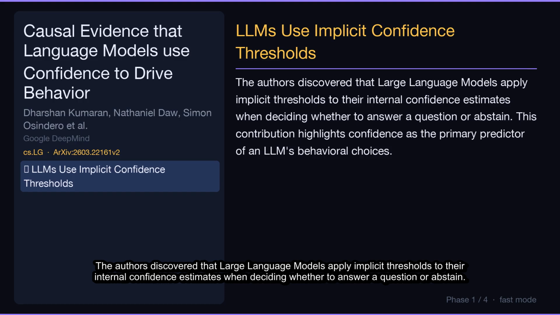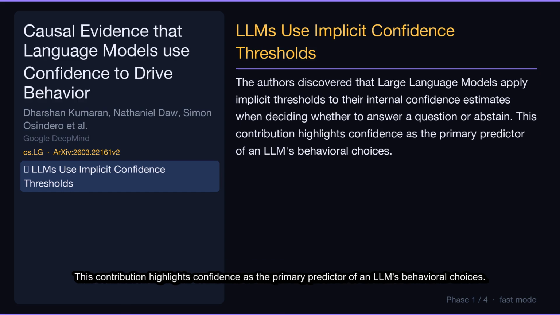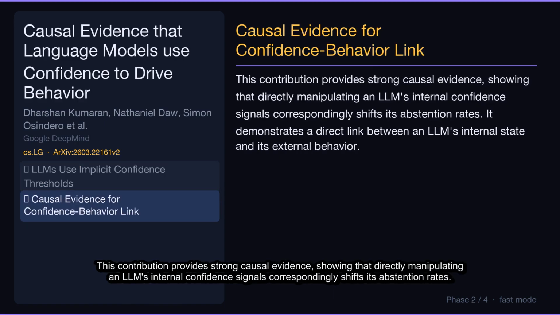The authors discovered that large language models apply implicit thresholds to their internal confidence estimates when deciding whether to answer a question or abstain. This contribution highlights confidence as the primary predictor of an LLM's behavioral choices. This contribution provides strong causal evidence, showing that directly manipulating an LLM's internal confidence signals correspondingly shifts its abstention rates.